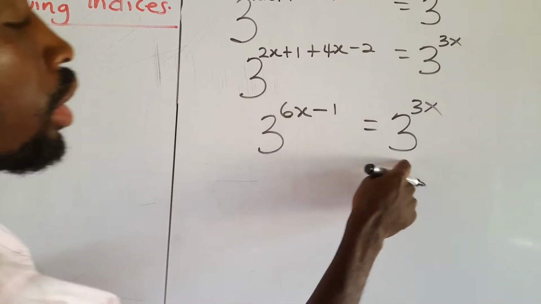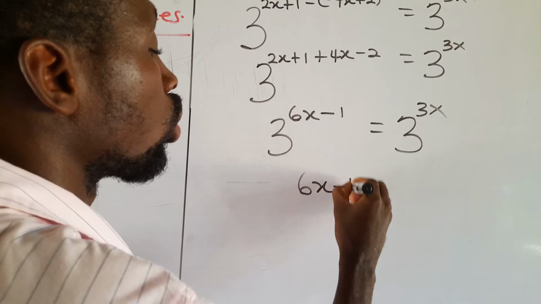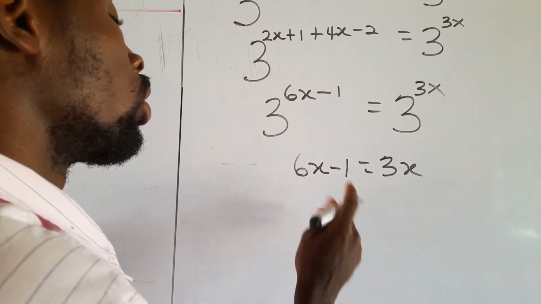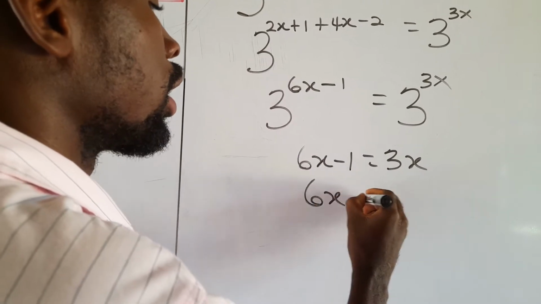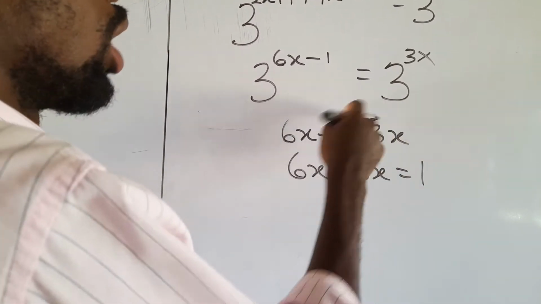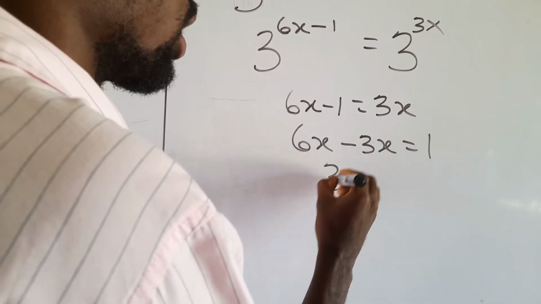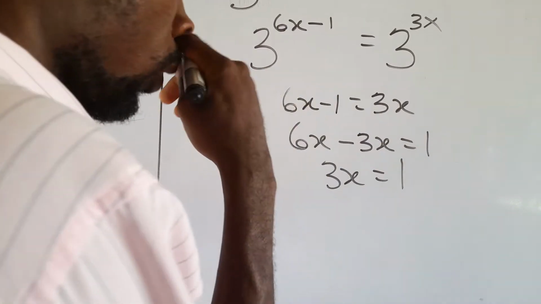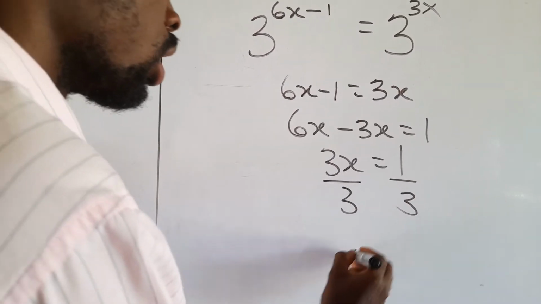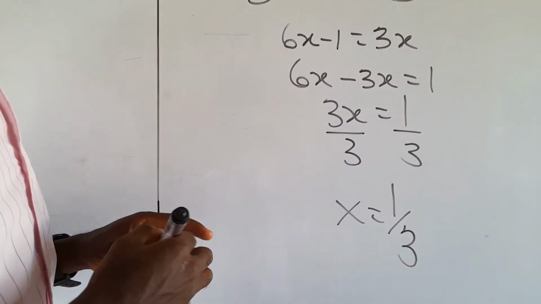Now the bases are the same, so we can equate the exponents. We say 6x minus 1 will be equal to 3x. What do we do? We group like terms. 6x minus 3x will be equal to 1. I transpose this and send that one. 6x minus 3x will be equal to 3x, and that will be equal to 1. We divide both sides by the coefficient. Our x is 1/3. I hope you got the same answer.